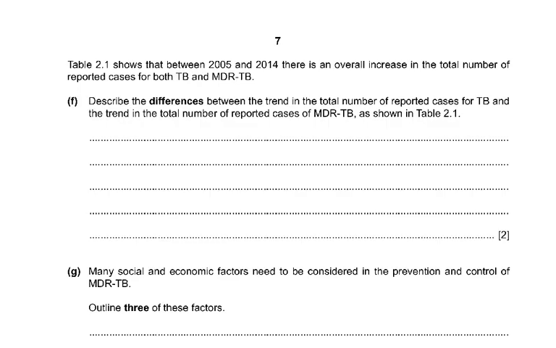Now the question is: table 2.1 shows that between 2005 and 2014 there's an overall increase in the total number of reported cases of TB and MDR-TB. Describe the differences between the trend in the total number of reported cases for TB and the trend of MDR-TB as shown in table 2.1. So now they've said there is an overall increase, but this is where you have to pick up the differences. This was very simple, it wasn't very difficult.